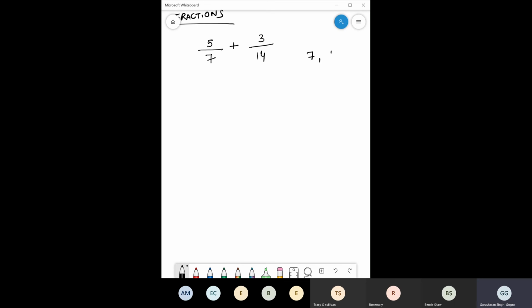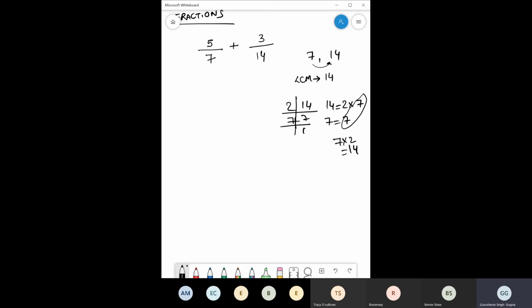For example, in the denominator, I have 7 and 14, and I want to get the LCM of these two. Since 7 is a factor of 14, I can directly use 14, the bigger number, as my LCM. Although you can find it if you don't know. For example, 14 is 2 by 7, and 7 is 7 by 1. The common factor is 7, but to find the LCM I will say 7 by 2, which gives you 14.